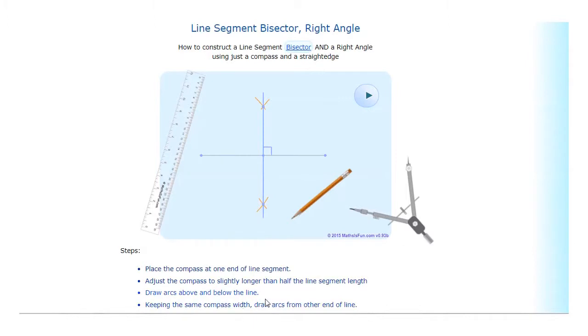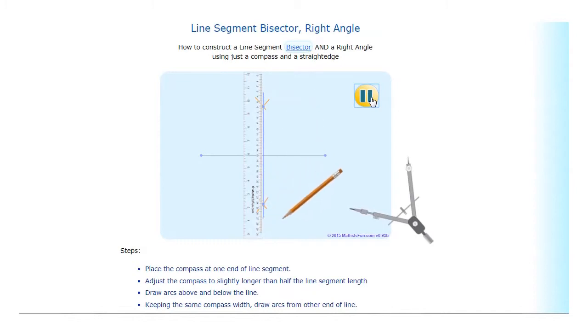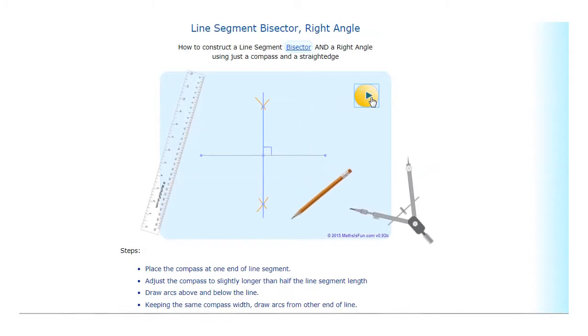Draw arcs above and below the line. Keep the same compass width and then draw those same arcs except using the other end of the line. So we're going to hit play, see if it works. There's your line. It has definite endpoints. They put the compass on the line, they adjust to a little longer than half, and they make some arcs. Then they go to the other side and see how it made a little X. Well, those two dots that they made where the X intersects, when you join it, that makes a perpendicular line segment. That right there is a 90-degree angle.